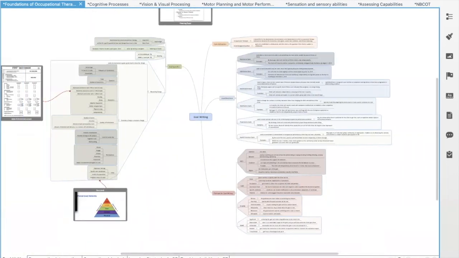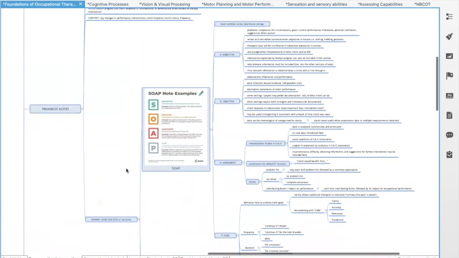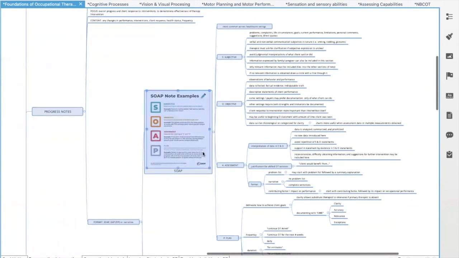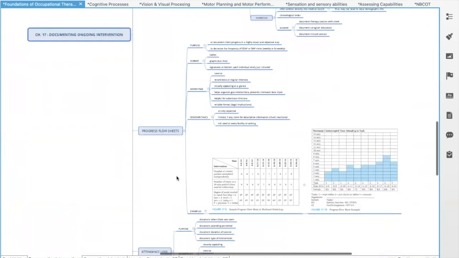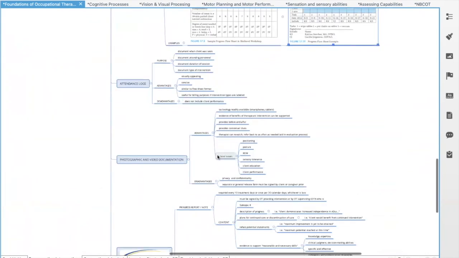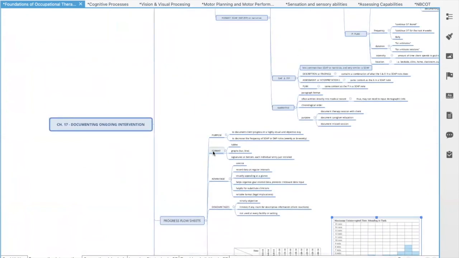The next concept map is documenting interventions. And like I said, I like some visual aids, so I just went ahead and added in a few pictures. I like that this concept map had some figures added onto it as well. A lot of this stuff is straightforward and self-explanatory, so I didn't need to add too many pictures to it.